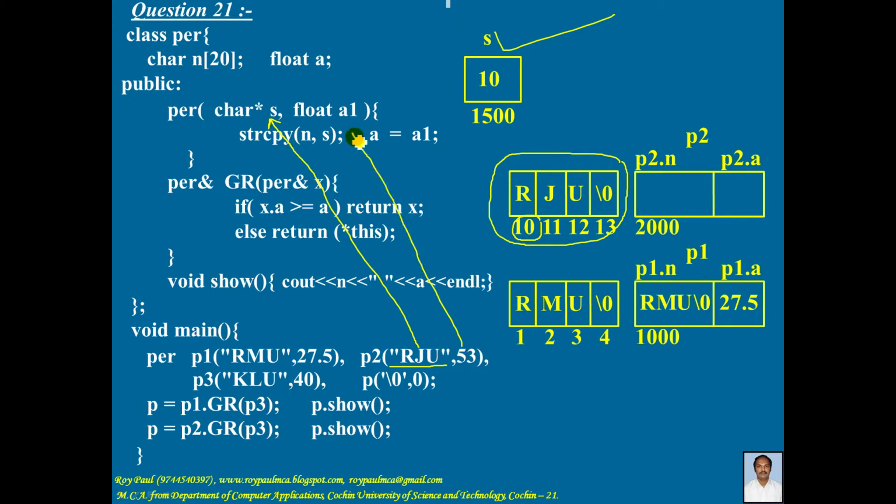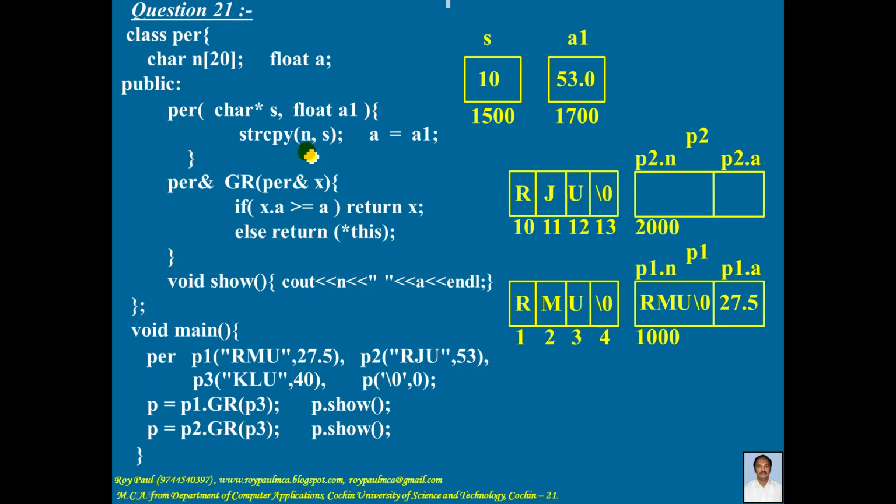Now 53 is passed to A1. So your A1 contains 53.0. Now inside the constructor, n is the name of a data member. So this time it must be taken as p2.n. And what is p2.n? It's the name of an array. If you simply write the name of the array, you get the base address 2000. So here you get 2000.